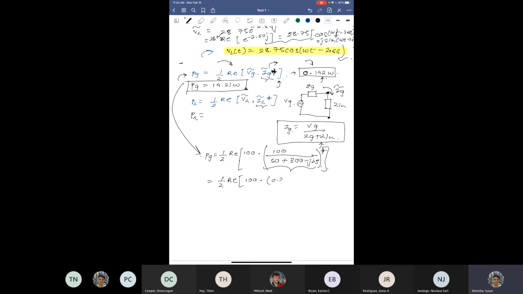Basically this is 0.2849 e to the power 0.071 j, and conjugate basically means the same thing. So you basically conjugate it. That means to apply a negative sign here. Take that out. Now just plug it into your calculator, take the real part, divide it by 2. You should get 14.21 watts.